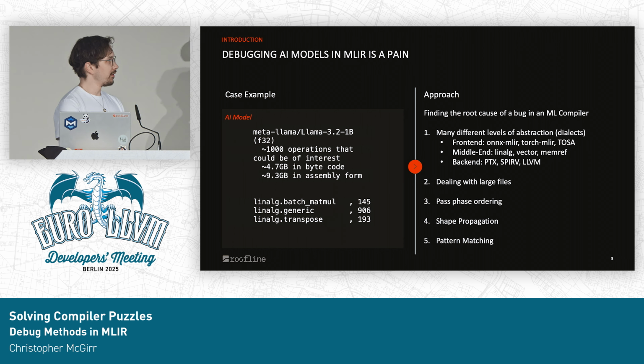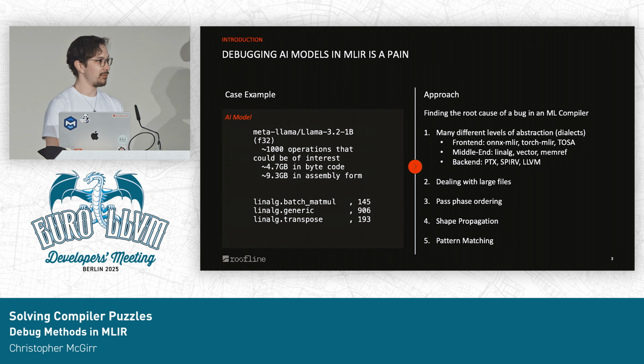And like I mentioned before, you're dealing with large files, so if you want to iterate quickly to find the source of that bug, loading it from file, saving it back to file can be quite slow. You might have issues with pass phase ordering, so maybe you should have run canonicalization before a pass in order for a certain pass to successfully do what you would like.